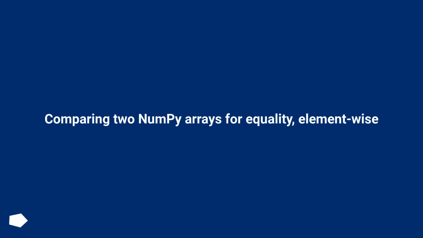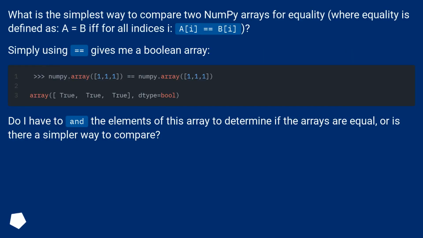Comparing two NumPy arrays for equality, element-wise. What is the simplest way to compare two NumPy arrays for equality, where equality is defined as A equals B for all indices i, A[i] equals B[i]?